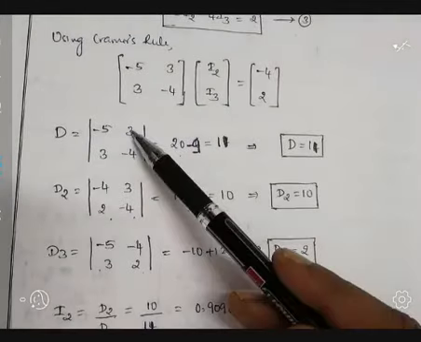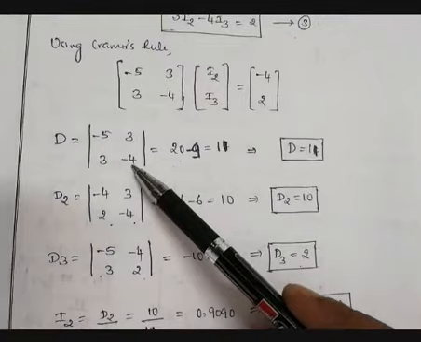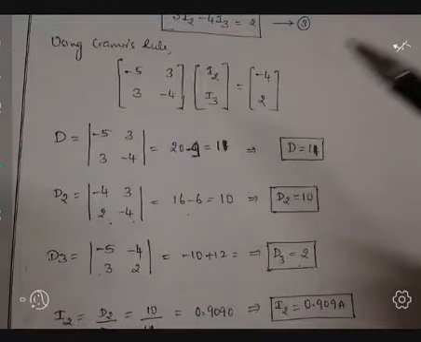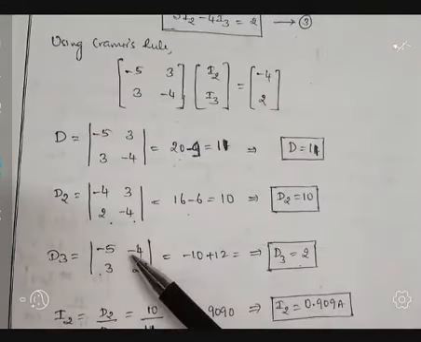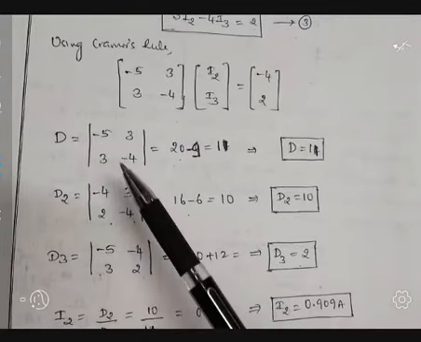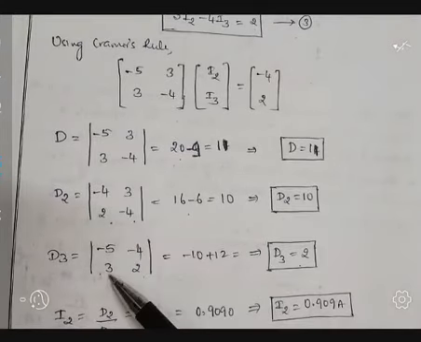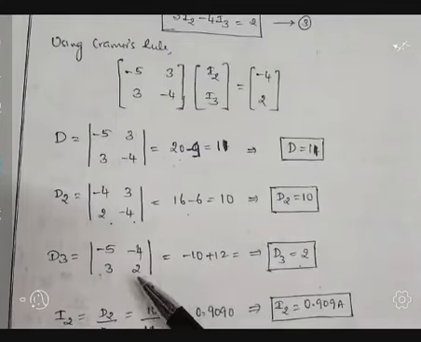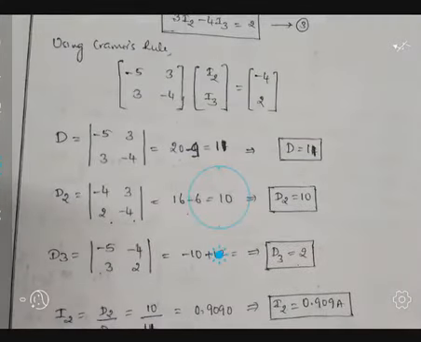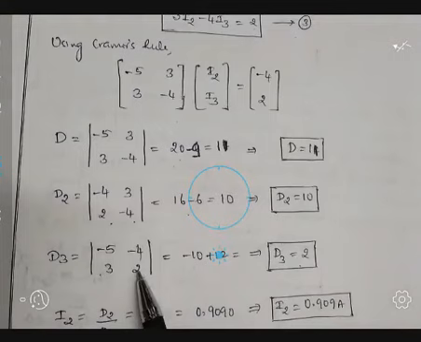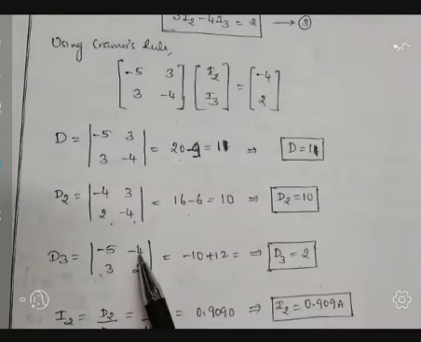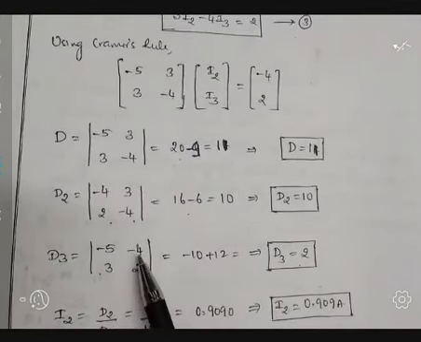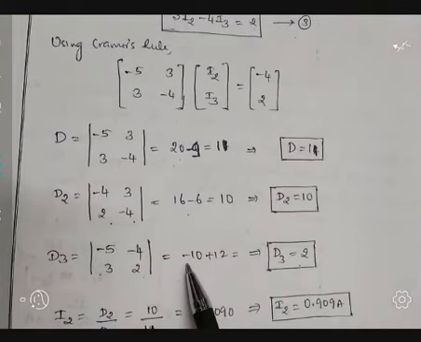Next, calculation of D3. D3 means this column entries are replaced by the constant values. Constant values are minus 4 and 2. So this is replaced by minus 4 and 2. Hence, determinant becomes D3 equal to minus 5, 3 as it is. This is replaced by minus 4 and 2. Hence, next simplification, minus 5 into 2, minus 10, minus of, inside the bracket, minus 4 into 3, minus into minus plus, 4 into 3, 12. Hence minus 10 plus 12, that is 2.